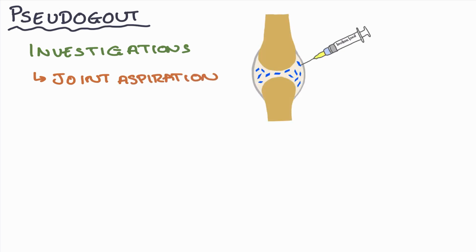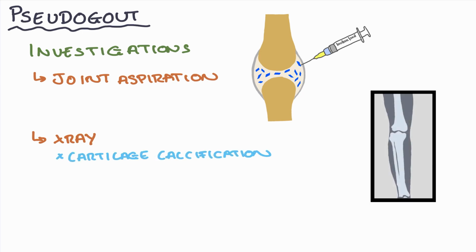If pseudogout is suspected, there are a few investigations that need to be performed. As mentioned earlier, joint aspiration, or arthrocentesis, is important to exclude septic arthritis and also look for the presence of the blue rhomboid-shaped calcium pyrophosphate dihydrate crystals. An X-ray of the affected joints should be performed, in which there may be a finding of chondrocalcinosis, or cartilage calcification, which further suggests pseudogout.